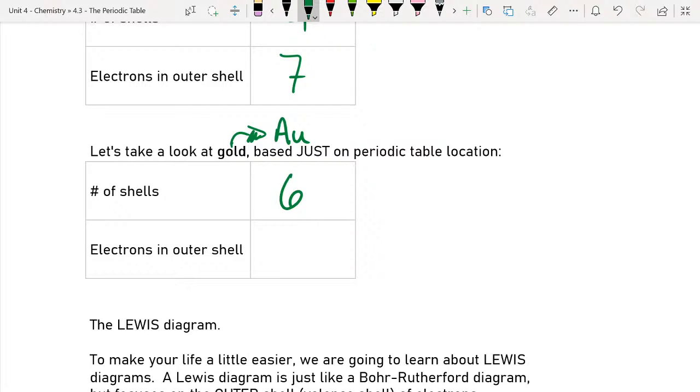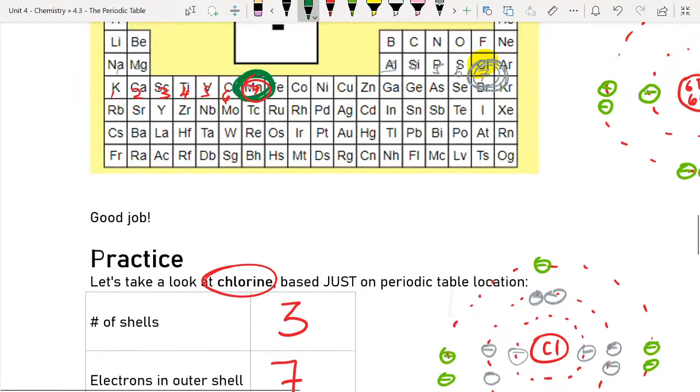Gold is heavy. I've never been in a position to pick up a bar of gold, but a bar of gold would be substantially heavier than that same bar of steel. Substantially heavier. It's a big, heavy atom. Yeah. Great. How many electrons in its outer shell? 11. And how did you get that?